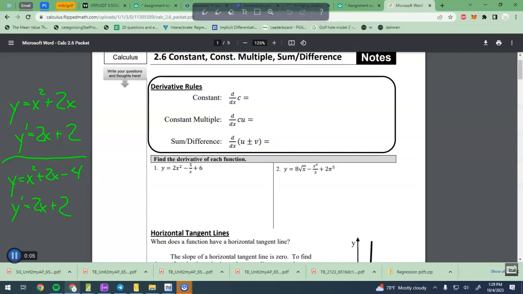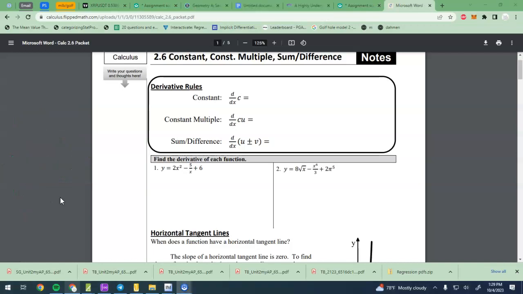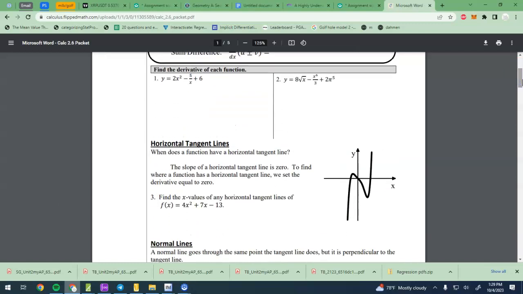So try 1 and 2. Those are a little tougher derivatives. Negative exponents and radicals and stuff there. Then we'll get into better stuff.